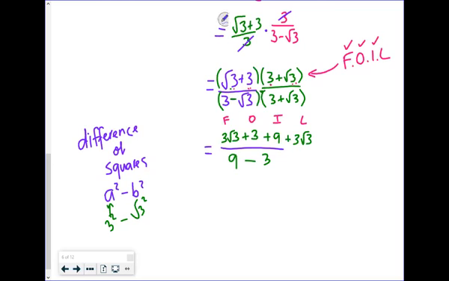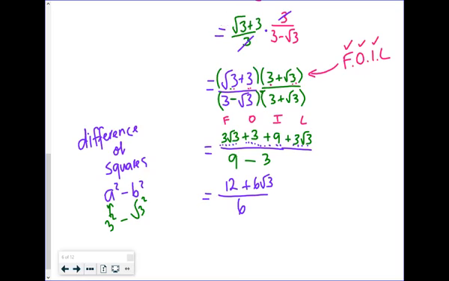Okay, now let's clean that up a bit more. The denominator, it's easy, it's 6. An easy thing to do here would be to add up that 3 and that 9. That gives me 12. My first and my last are both 3 times the square root of 3. 3 times the square root of 3 plus another 3 times the square root of 3 gives me 6 times the square root of 3.